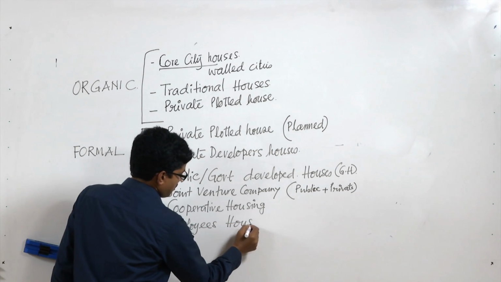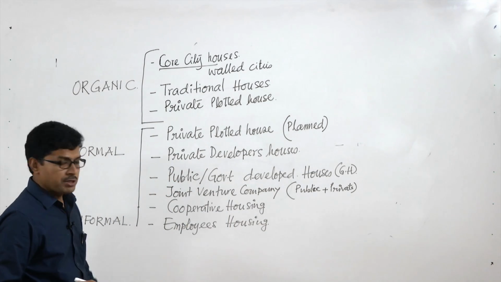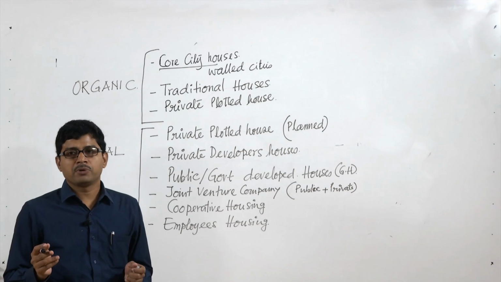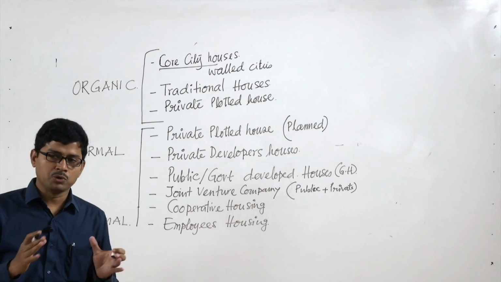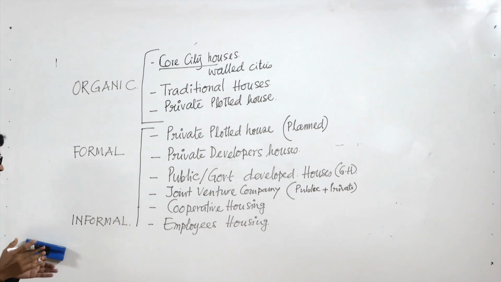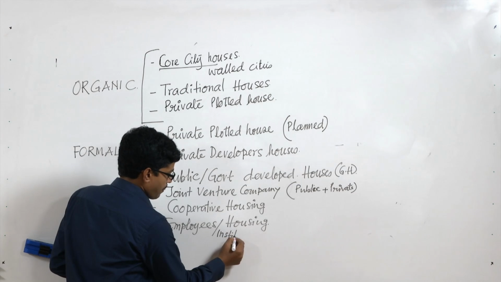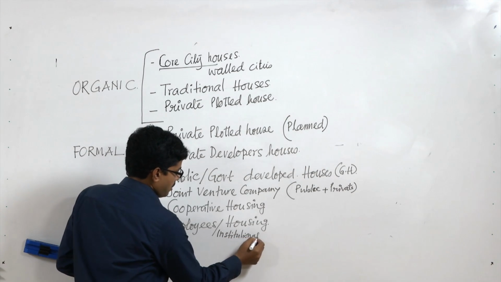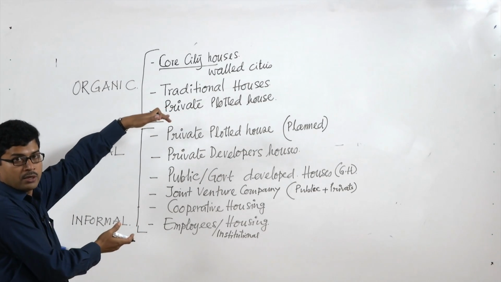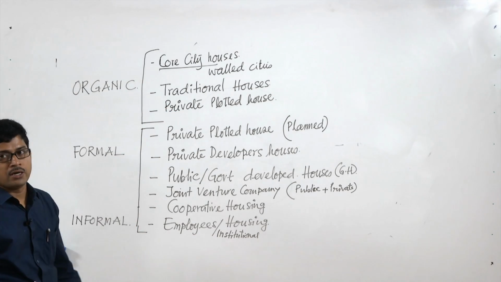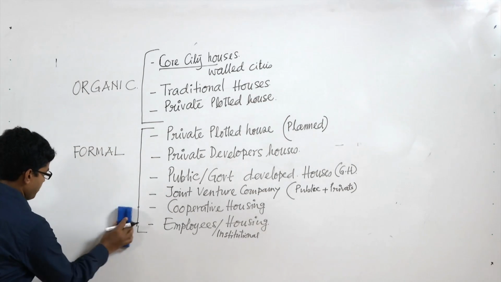Employees housing. Basically, a large organization, it may be government, it may be private, sometimes constructs many houses for their own staff. That is called employees housing, or sometimes it is called institutional housing. So, these are all options which are termed as the formal housing, coming from the private or the public developer.